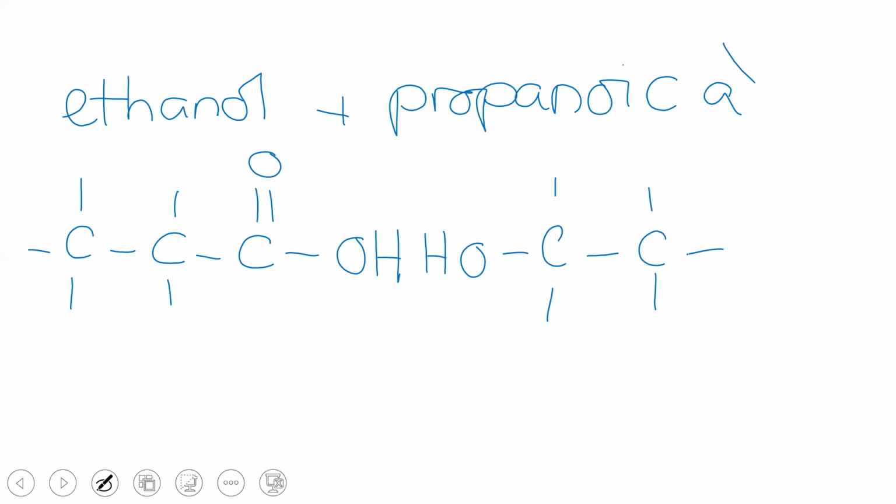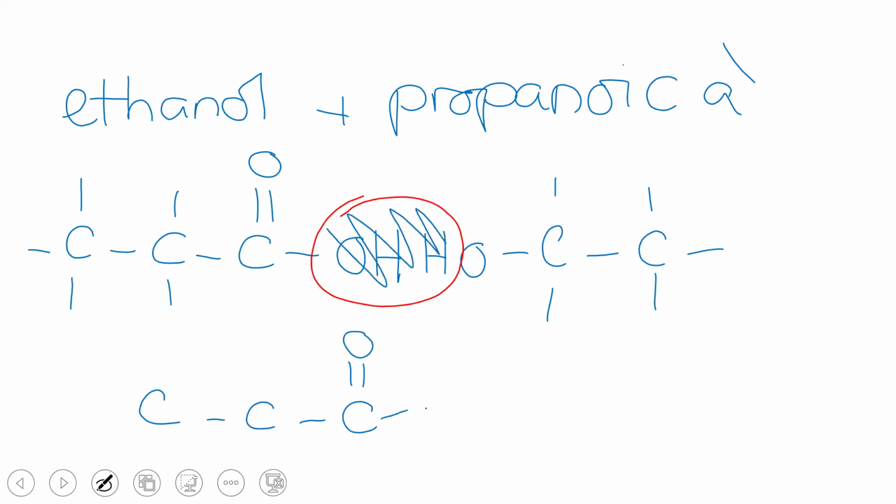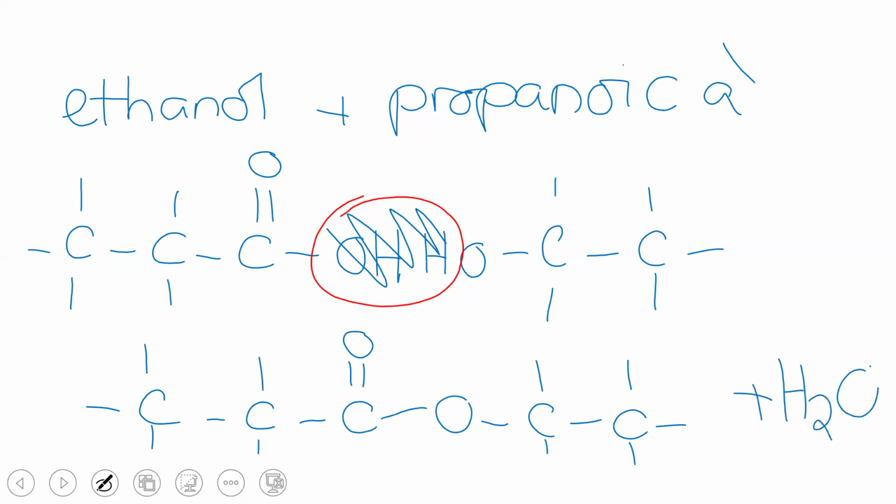Now, in order for the two to react, we are going to remove the water. So H and OH. And then I'm just going to copy the new compound. 1, 2, 3, double bond O. These are removed. O, and then the 2 carbons. And you've got your ester produced. Of course, plus water, because water is removed. It's a product of this reaction. Okay? Let's move on to naming the esters.